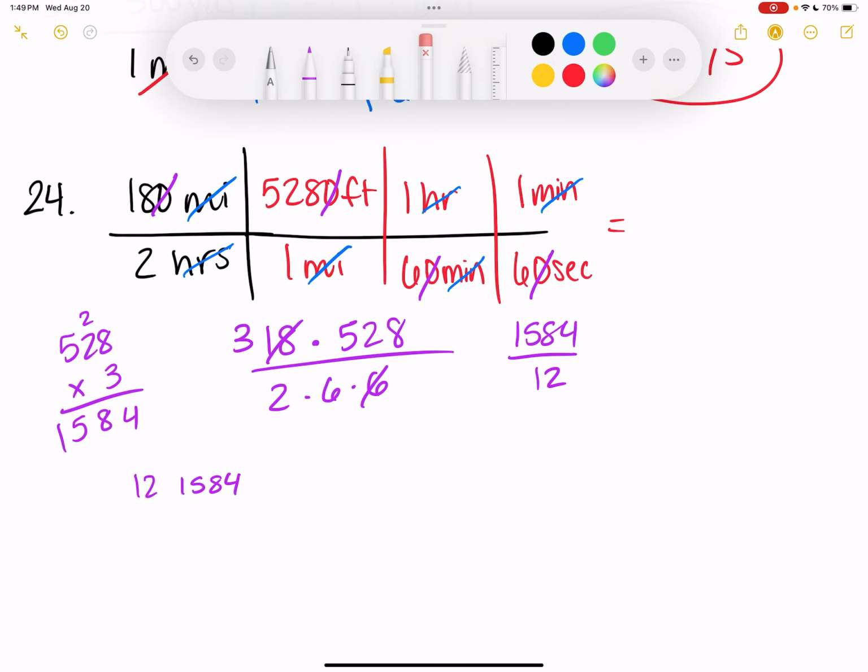Oh no, it disappeared. So that equals 132 feet per second. Is that what everybody else got? Or are you just taking my word for it? I'm going to check and make sure.